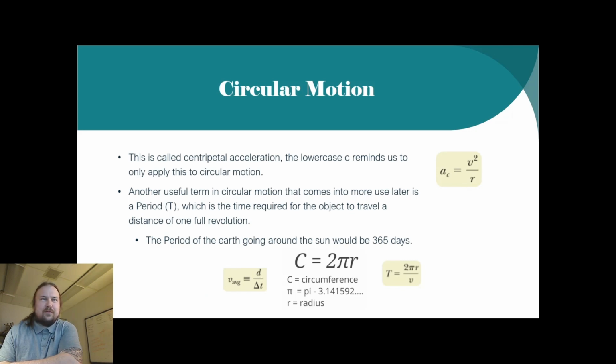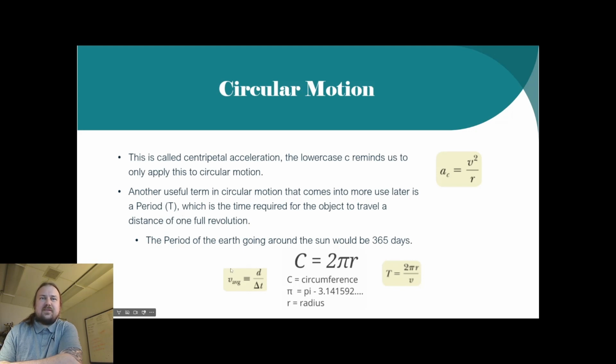Well, that would be one full revolution around the circle, which would be the same as the circumference of the circle. Okay, so the circumference of a circle is 2 pi r. So for the distance traveled, I'm going to plug in 2 pi r. The time it takes to do a distance of 2 pi r, this is the period T.